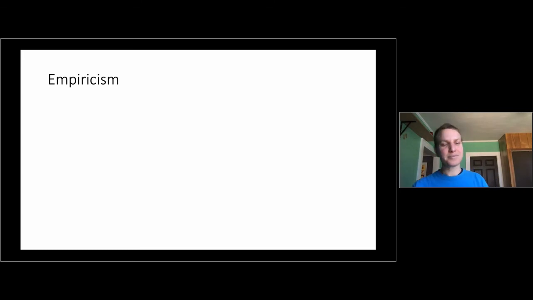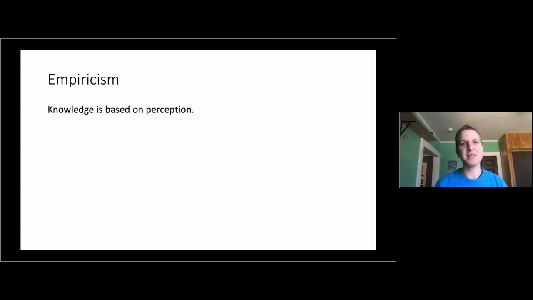So the skeptic says we can't know anything. The empiricist and the rationalist both say, yeah, we can know a lot of stuff, and they disagree about what the basis of that knowledge is. For the empiricist, knowledge is based on perception.